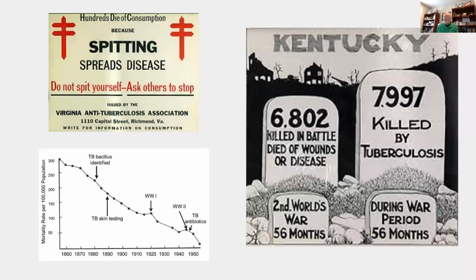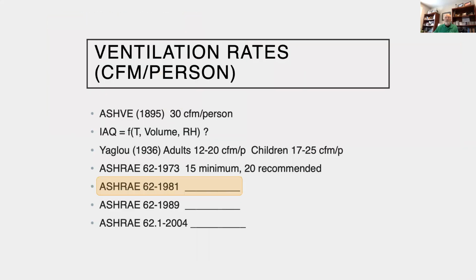And in fact, it was still so serious during the Second World War that we've got this poster from Kentucky that said more people were killed from tuberculosis during the Second World War than were killed in battle or died of wounds or disease among the soldiers from Kentucky. So it was still a big issue, and it really didn't get under control until there were antibiotics that affected TB. By the 1950s, it was pretty much not a big deal in terms of tuberculosis, but there still were some other airborne diseases.